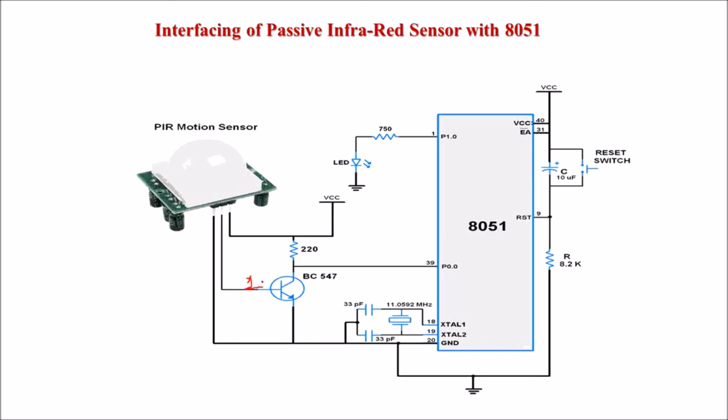When motion is detected, this 1 is connected to this transistor. The transistor turns on and current will flow through this transistor, and this port terminal will be connected to ground. So we'll get a 0 at P0.0. As per this interfacing diagram, when motion is detected, the P0.0 terminal will be at logic 0. This transistor is used to adjust this voltage level up to 5 volts.